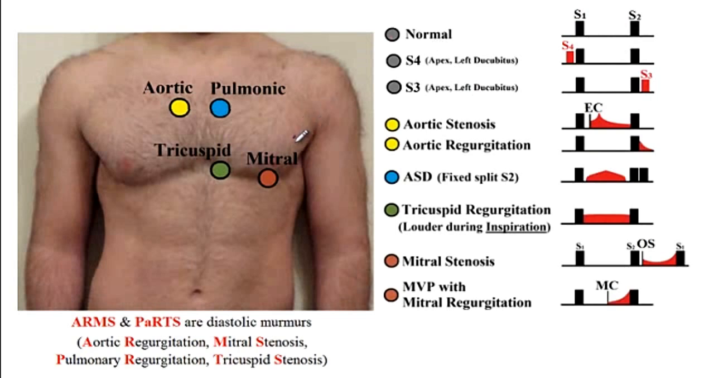S3 and S4 heart sounds are best heard at the apex of the heart in the left decubitus position. The S4 heart sound is associated with hypertrophic cardiomyopathy, while S3 is associated with dilated cardiomyopathy. Now, the S4 is a pre-systolic gallop, so S4 is heard before S1. And here is an example of an S4 heart sound.